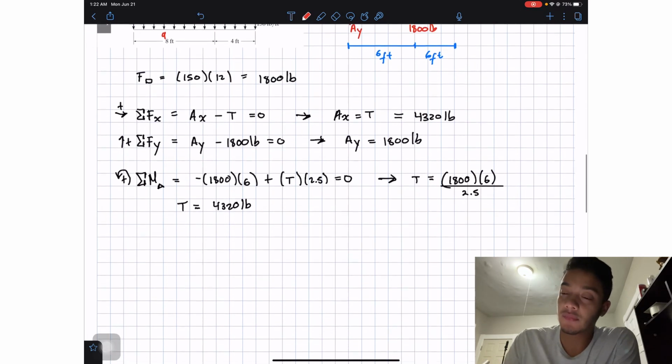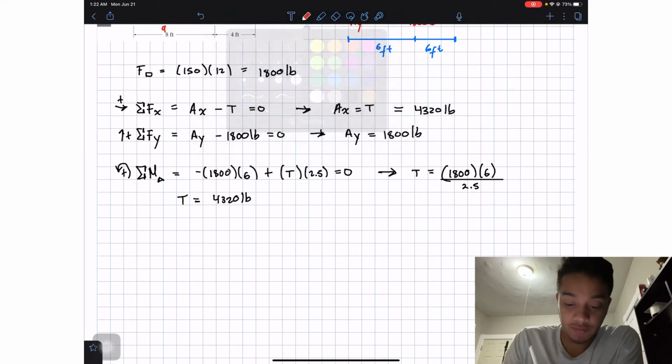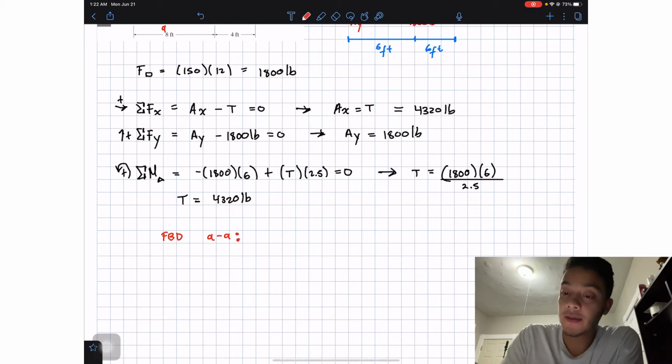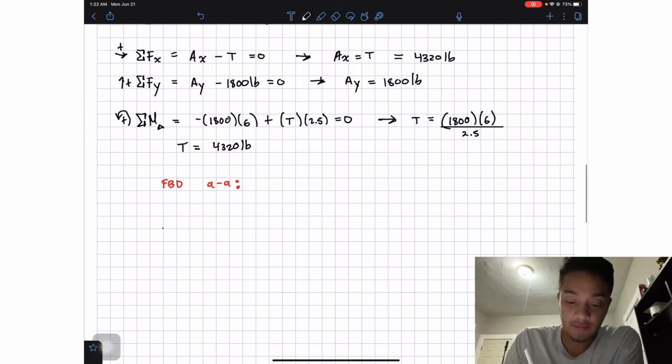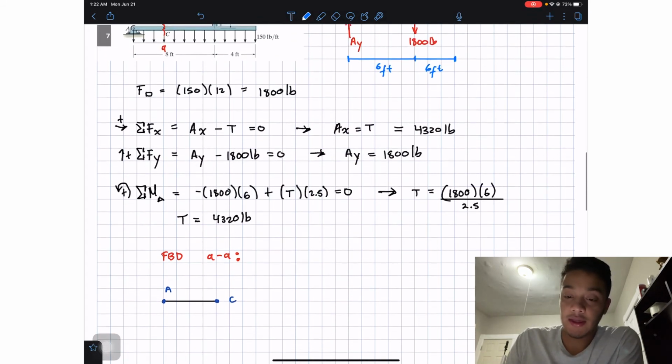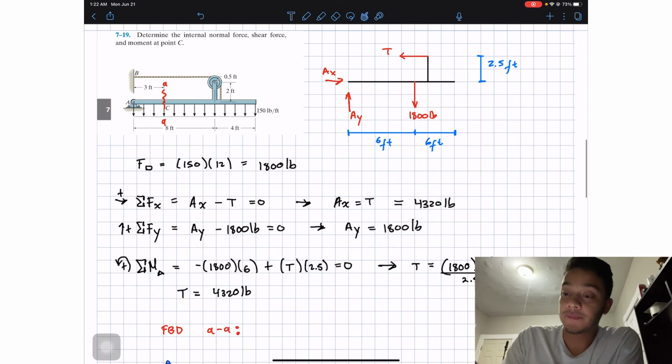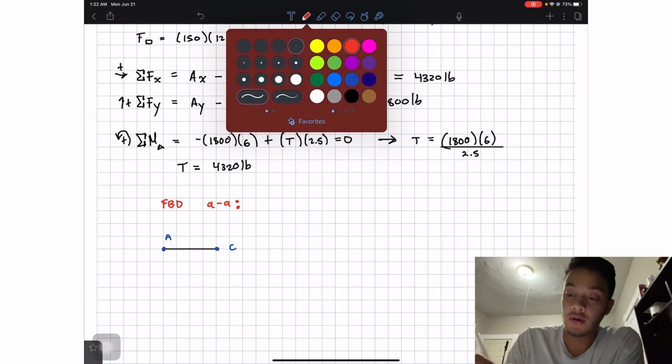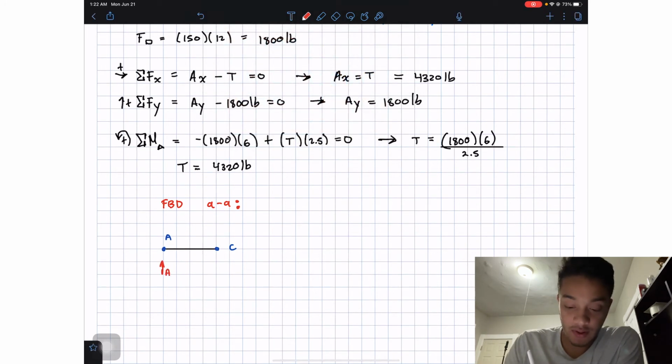So let's just do a free body diagram of my section AA. Okay, so what do we have? Well, in here we'll have my point A. This in here will be my point C. And if we check our first free body diagram, we'll have AY, AX.